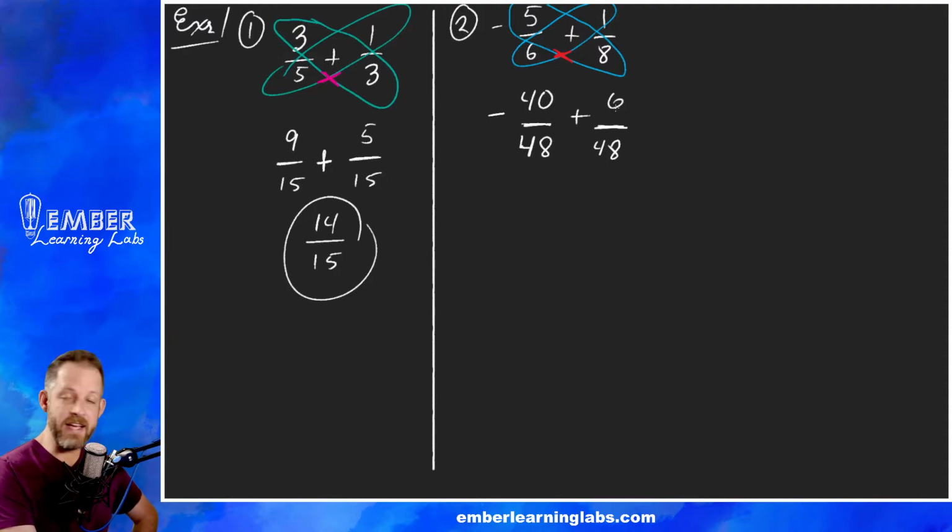Right. So the signs are different. We're going to subtract. So 40 minus 6 is 36. The bigger one is 40, so it's negative 36 over 48. These reduce. They're both divisible by 12, so we're going to divide the top and the bottom by 12.